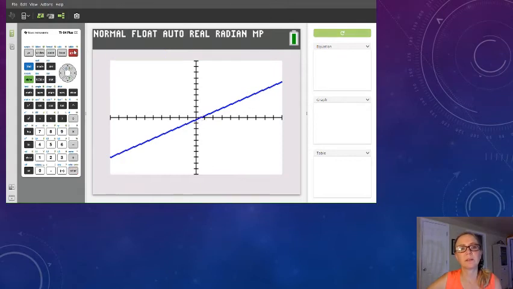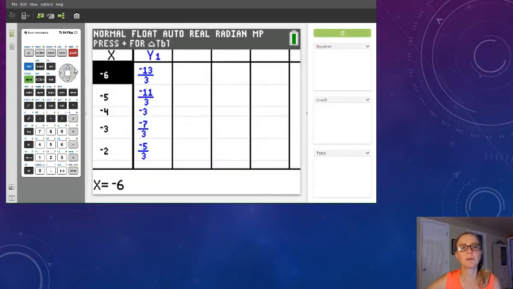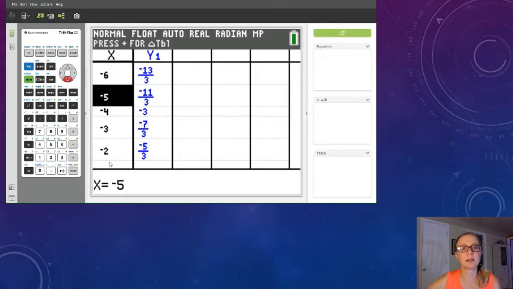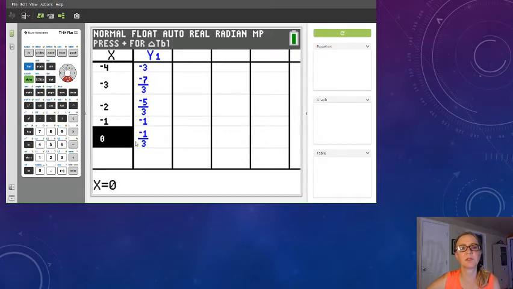Now to find the y-intercept, we're going to go straight to the table. We're looking for 0 in the x column. So 0 is going to be down there somewhere. Numbers are getting bigger as we go down. So 0 corresponds to the y-intercept of negative 1/3.